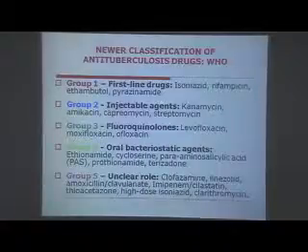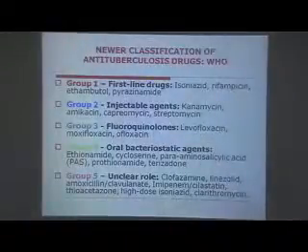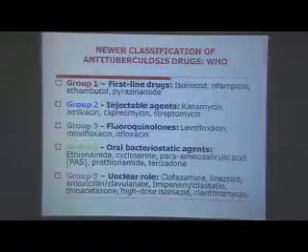Please remember, they have made it as injectable. It is not aminoglycosides, because one of the drugs is not an aminoglycoside. Capreomycin is not an aminoglycoside. That is the reason you have to use the terminology injectable when it comes to group 2.